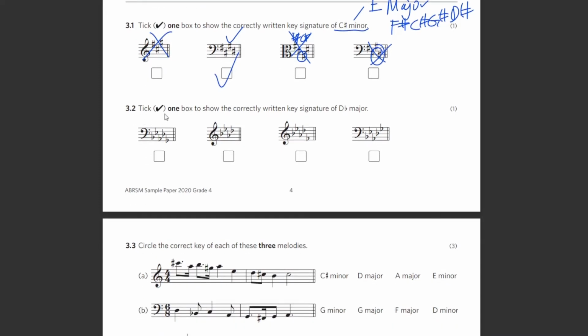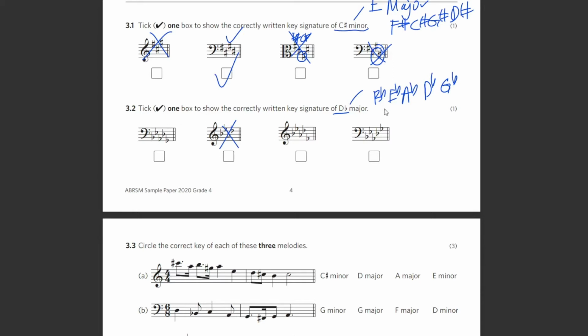Okay, next. Tick one box to show the correctly written key signature of D flat major. So for D flat major, just remember for flat major, right, you just have one flat more than this note here. Okay, so it's B, E, A, D, G. Okay, B flat, E flat, A flat, D flat, and G flat for the key signature of D flat major. Okay, so basically you have 5 flats. So those that do not have 5 flats are out.